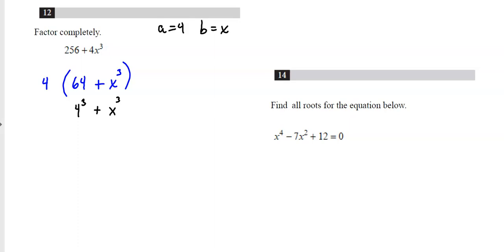So let's run that template that we had earlier. So don't forget your 4 on the outside. But then the first one was just a plus b. And then we had a squared minus a times b, so minus 4x, plus b squared, which was x squared. And there we go. And I don't think we can break that down any further, because I can't really think of 2 numbers that multiply together to make 16 and add together to make -4. So I think we've got them broken down as far as they can go.